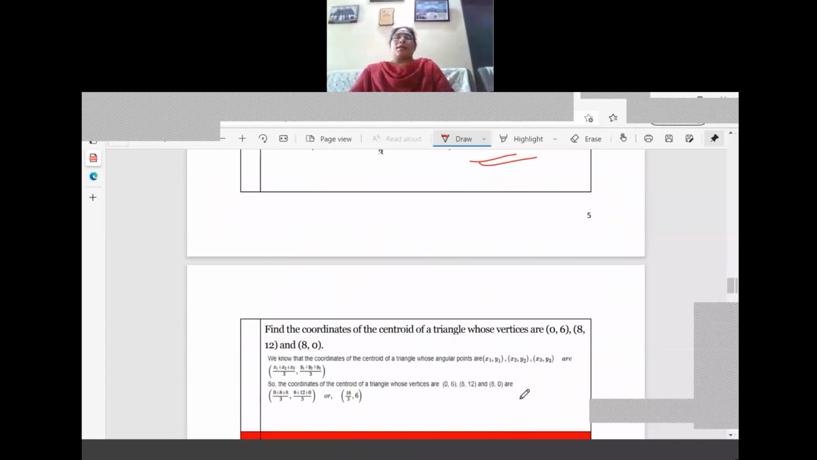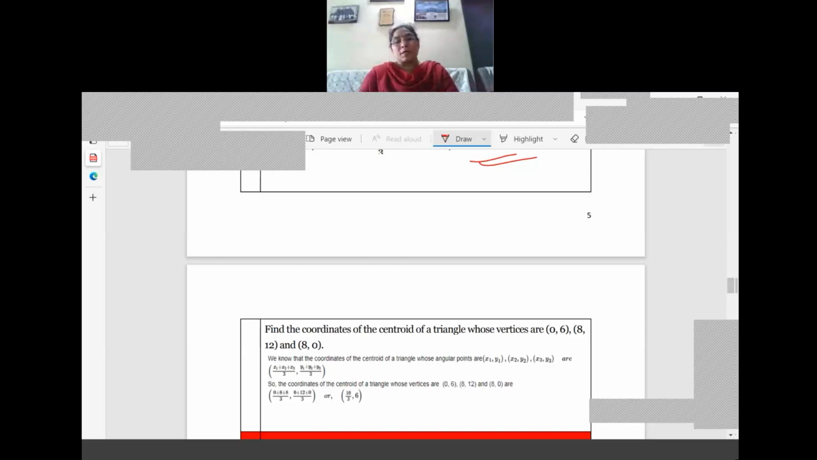Okay. Find the coordinates of the centroid of the triangle whose vertices are (0, 6), (8, 12) and (8, 0). See, the centroid question is not in the syllabus, but it is asked in the sample paper also. But it is easy to remember this formula. It's a triangle, so 3 coordinates are there. All the 3 x coordinates will be added and divided by 3. Similarly, y1 plus y2 plus y3 divided by 3. Centroid means the concurrent point of the medians. The median divides the line in the 2 is to 1 ratio. After applying that 2 is to 1 section formula, we get the coordinates of the centroid.